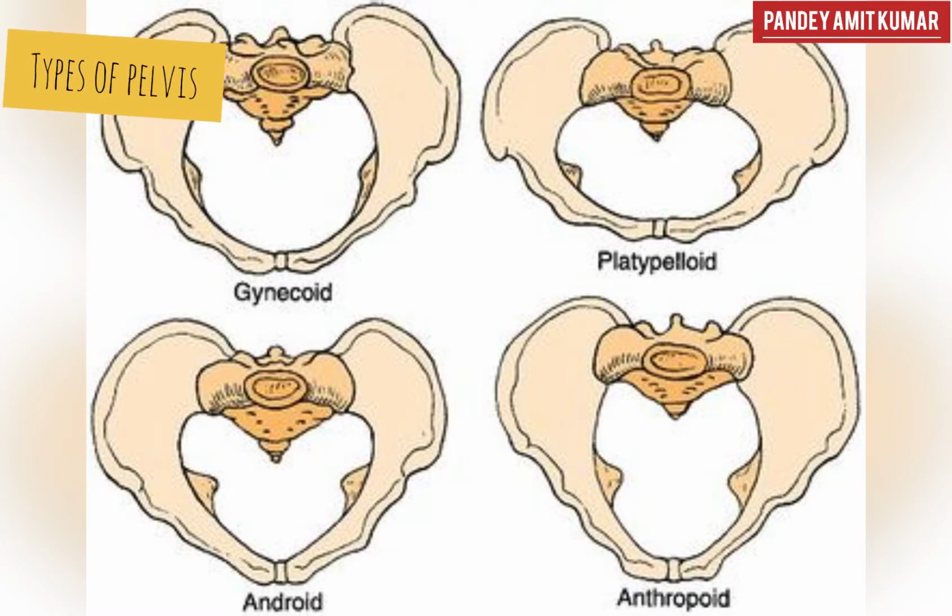The android pelvis, which is heart shape. The transverse diameter is also more than antero-posterior diameter. The ischial spines will be prominent. The side walls will be convergent and the subpubic angle will be acute. In anthropoid pelvis, the antero-posterior diameter is more than transverse diameter. The side walls are parallel and narrow. In platypelloid pelvis, it is flat or bowl-like. The transverse diameter is a lot more than antero-posterior diameter and the side walls are divergent.